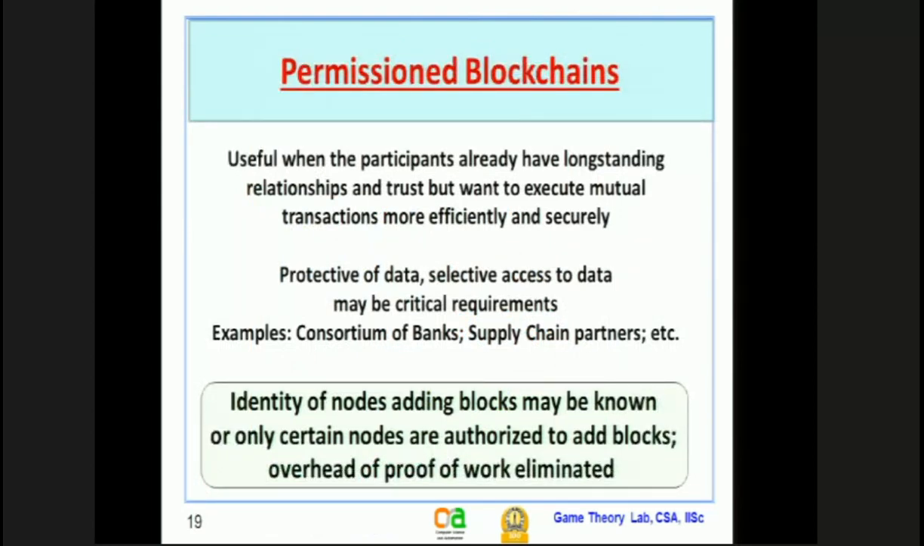Permissioned blockchains are extremely valuable when the participants in the blockchain already know each other, they already have long-standing relationships, they trust one another, but they want to execute mutual transactions more efficiently and securely. So they would like to leverage the other advantages of blockchains.